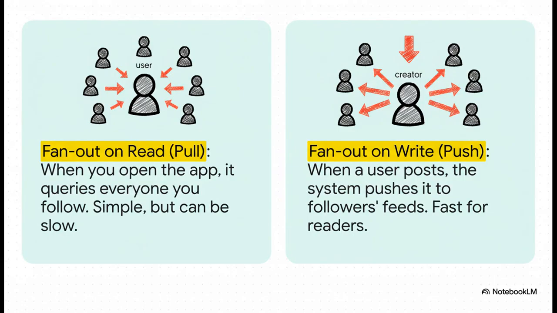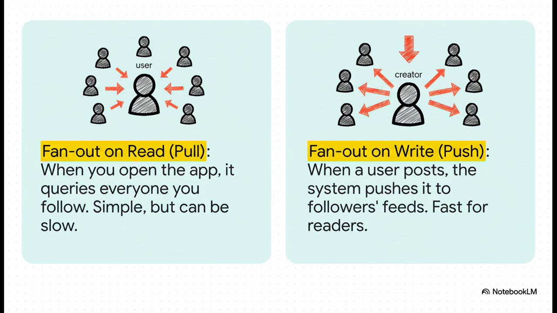The first is called fan out on read, or you can think of it as a pull method. When you open the app, it quickly pulls the latest posts from everyone you follow and builds your feed right there on the spot. It's simple, but imagine if you follow 1,000 people. That could get really slow.